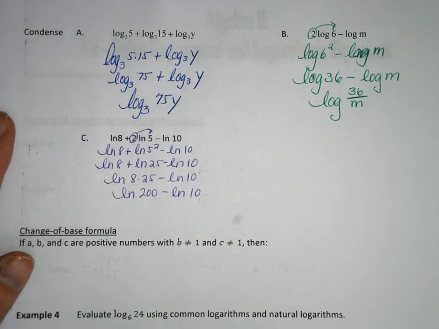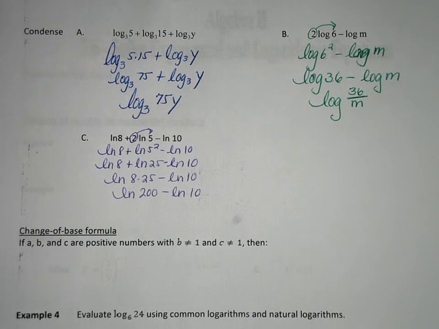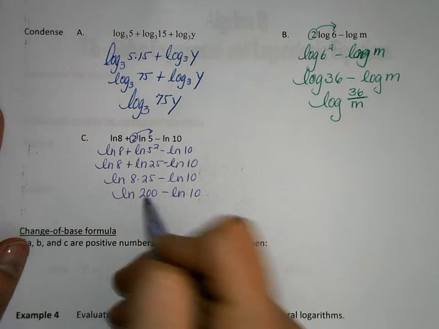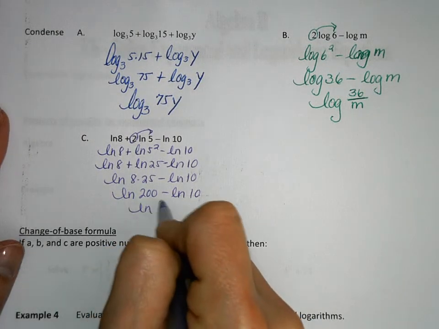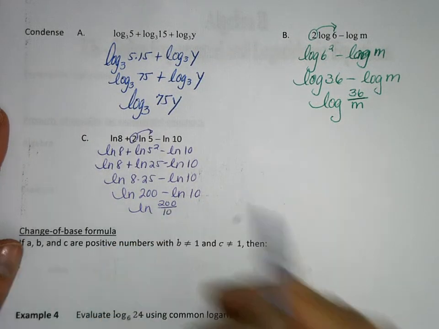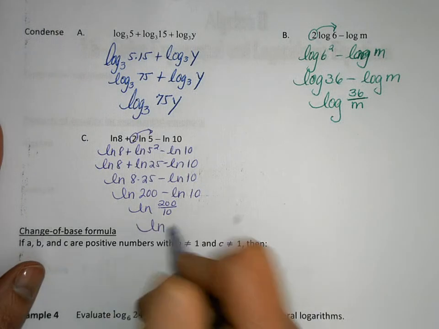Beautiful. All right, Daria, where do we go from there? 200 divided by 10. Beautiful. If my two logs are being subtracted, I can divide. So that's the ln of my first item, 200, divided by my second item, 10. So it becomes the ln of what, folks?